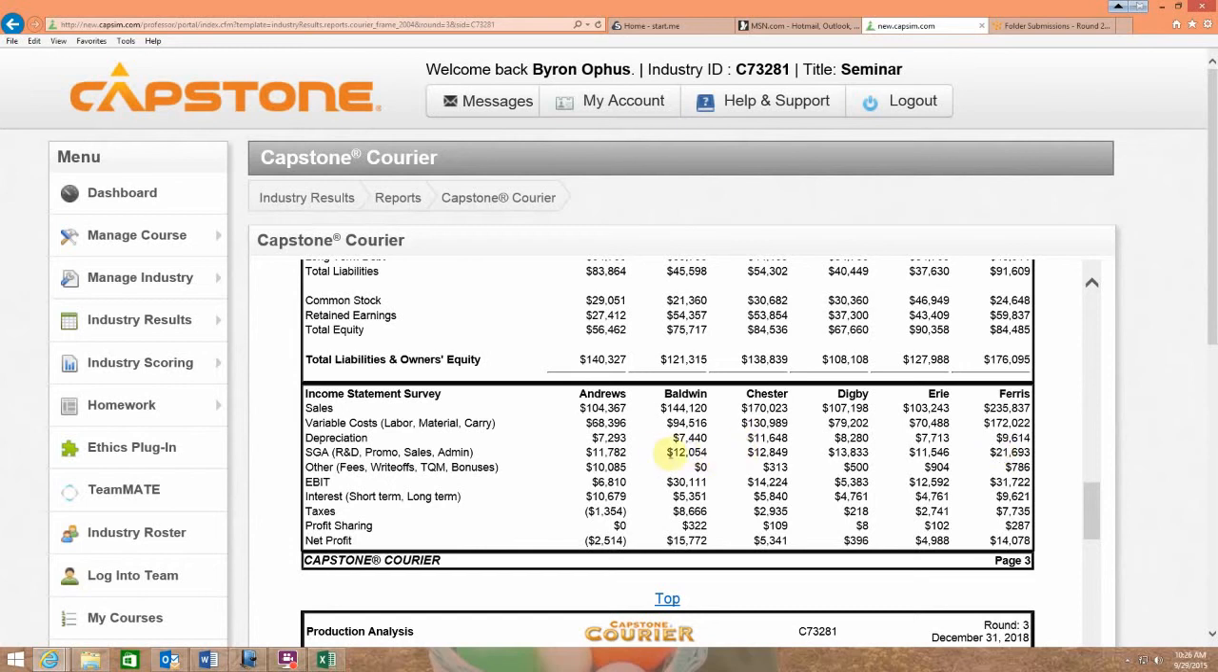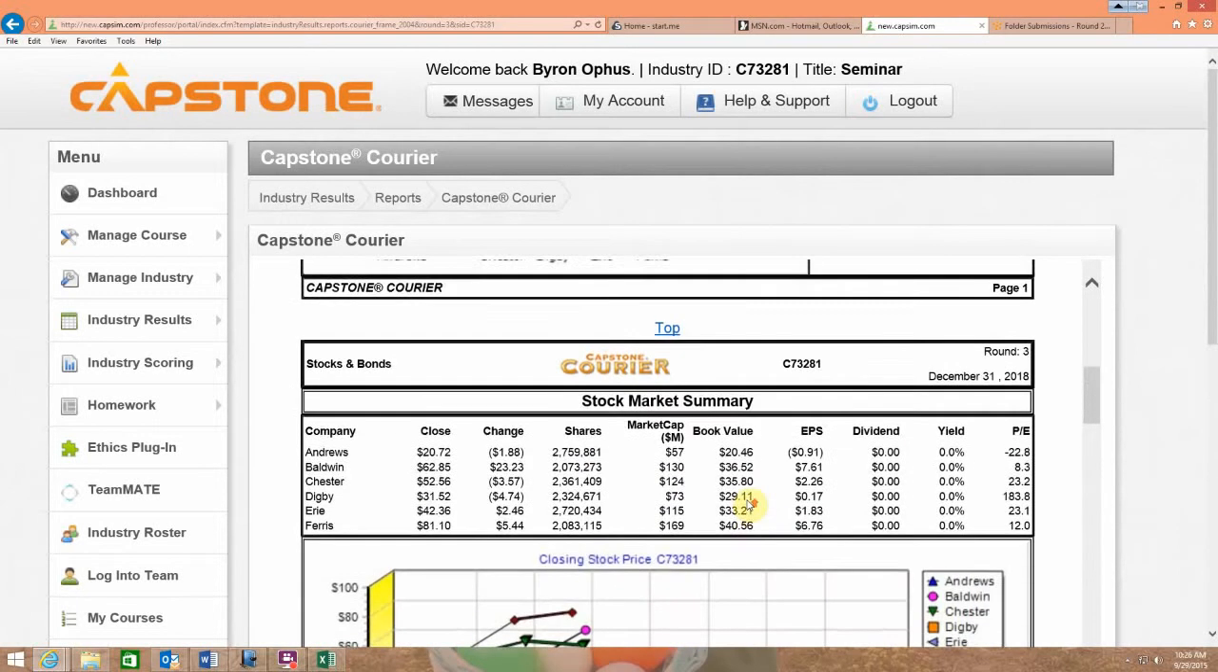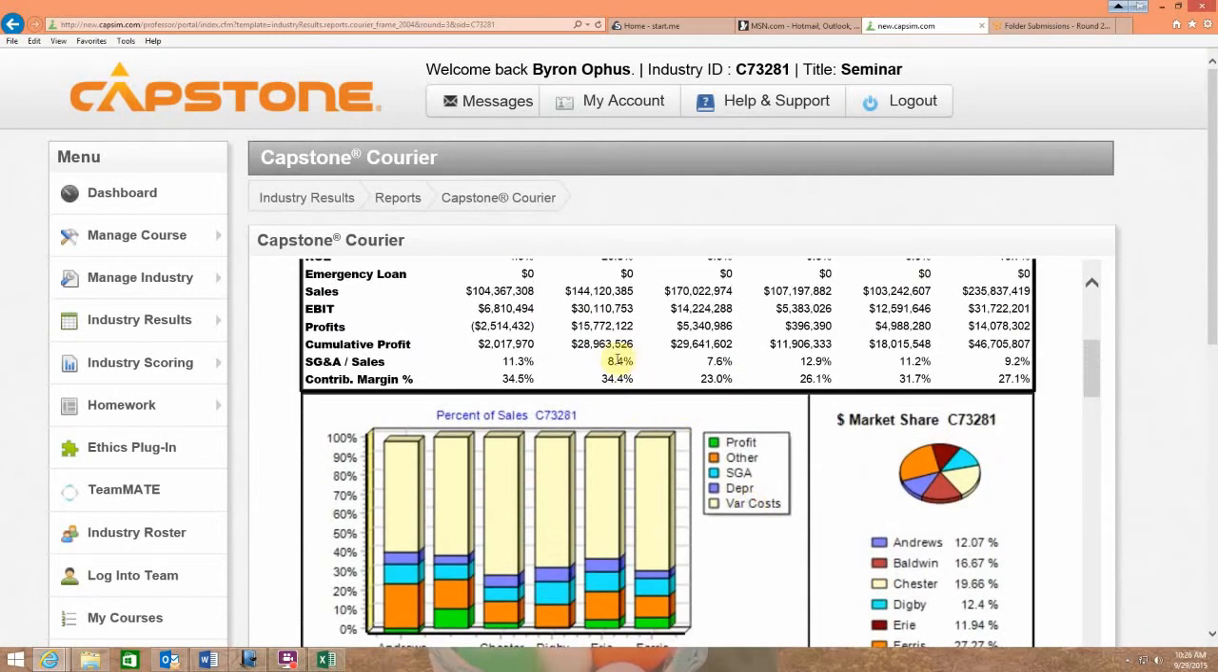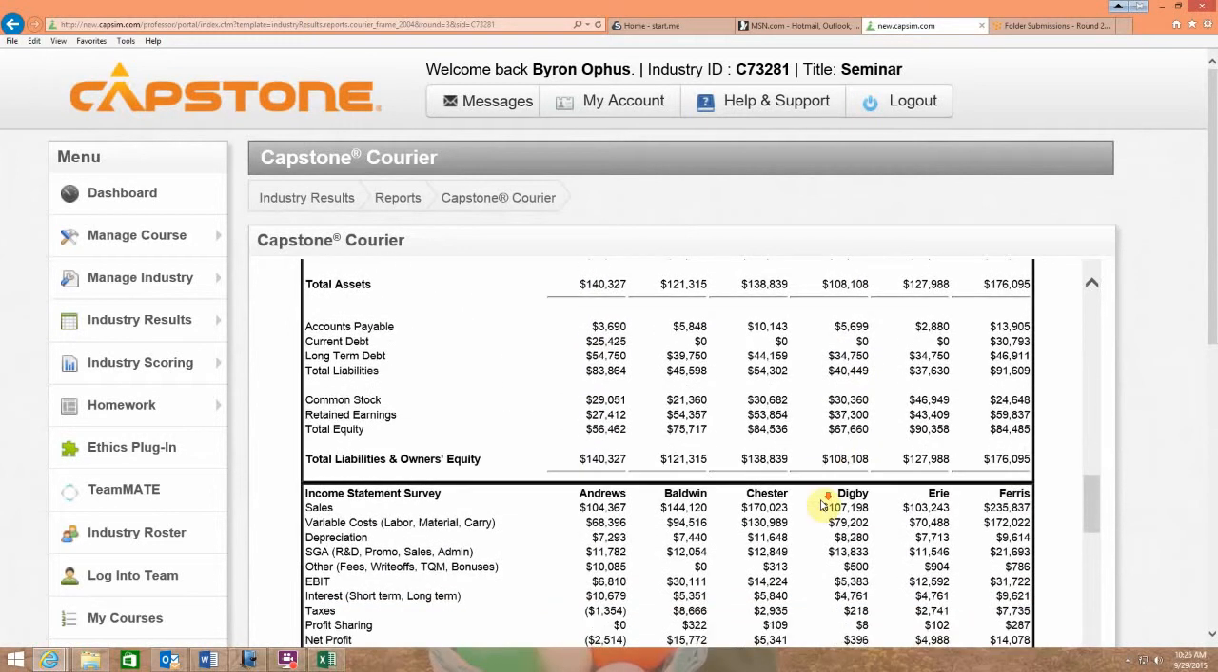Baldwin's was relatively, what the heck was theirs? Theirs was higher than Chester, not by far, but by a bit. But look how Ferris is relatively low. Middle of the pack to lower middle of the pack. Even though they're spending more, that's because they're driving a lot of sales, right?